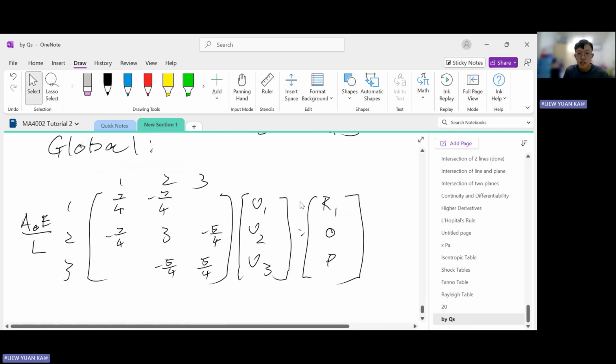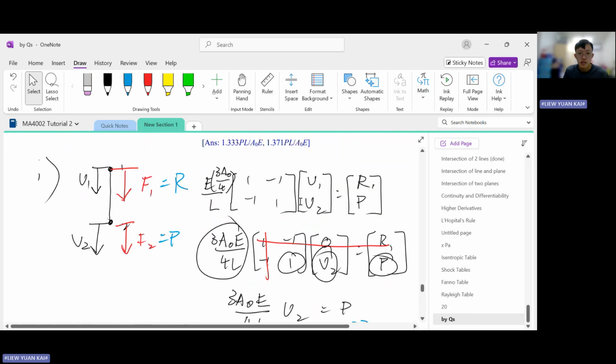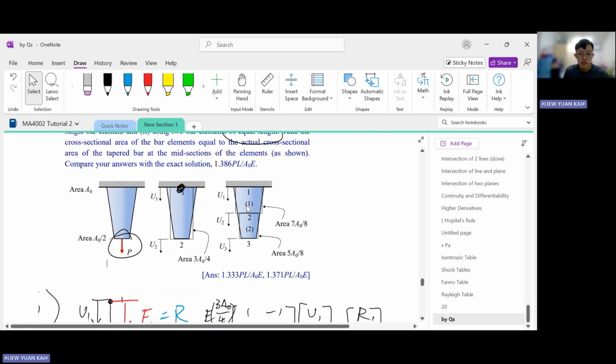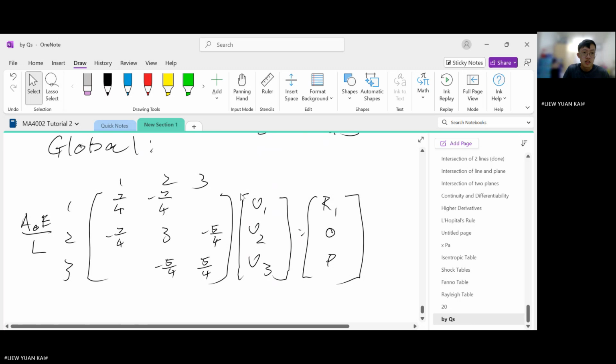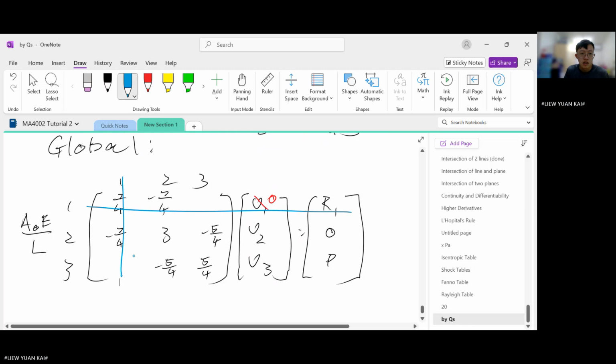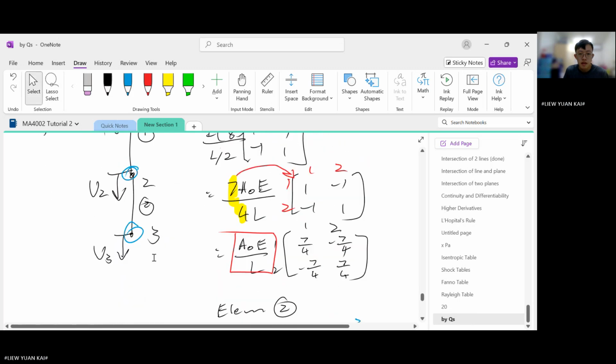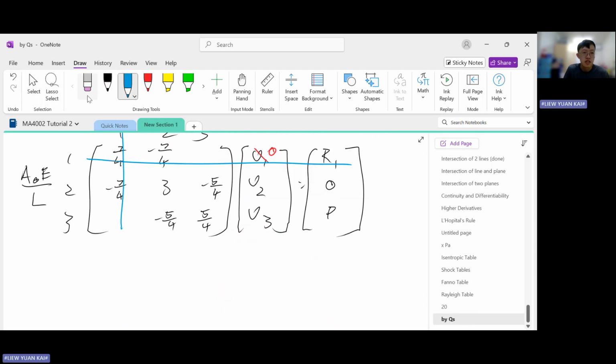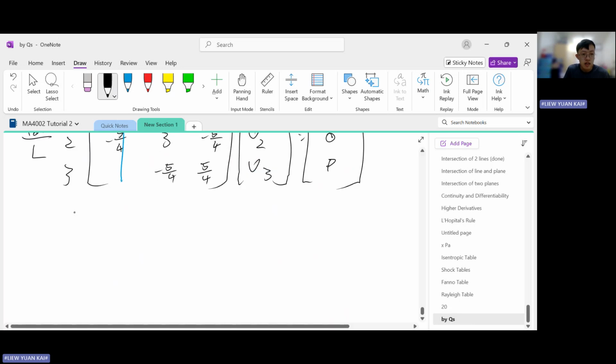Now we need to look at the boundary conditions. Again, node 1 is fixed to the ceiling, so that's why it's 0. And then U2 is unknown, U3 is unknown. Because row 1 has a 0 displacement boundary condition, we can eliminate row 1, column 1. Okay, so now our reduced system is just row 2 and row 3.